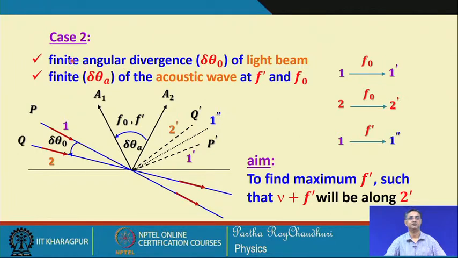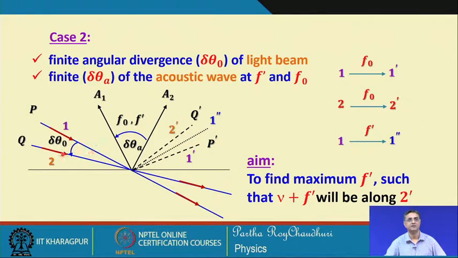Now, we modify the situation: finite angular divergence of delta theta, that is, now this optical beam has a finite angular divergence, and the acoustic beam contains f dash and f 0, these two frequencies, over a range, and it has an angular width of delta theta a. If you consider this one optical beam, corresponding to this direction, it will give you a diffracted beam 1 dash along this p dash. There will be another beam along this direction, optical beam 2, which will give you 2 dash, and these two things are due to f 0. For the acoustic frequency f 0, 1 undergoes a diffraction 1 dash, and 2 undergoes a diffraction 2 dash, but f dash is also present.